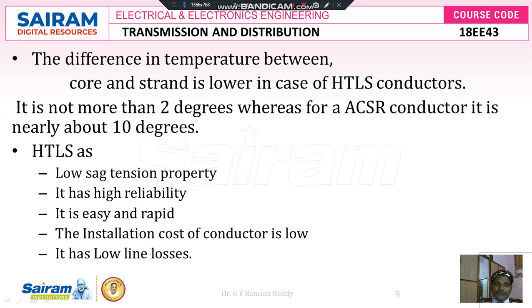So that's why high temperature low sag conductors are preferred because of their attractive properties like low sag tension, high reliability, easy and rapid installation, low installation cost of the conductor, and low line losses. That's why we can prefer this kind of conductor wherever we have to transfer a bulk amount of current, a bulk amount of power, over a long distance. Even for high temperature cases we can prefer HTLS conductors instead of ACSR conductors.